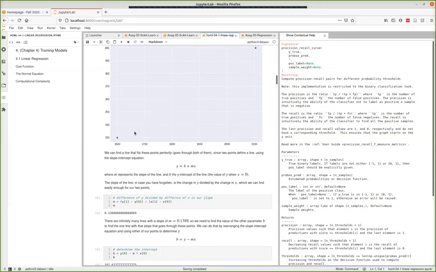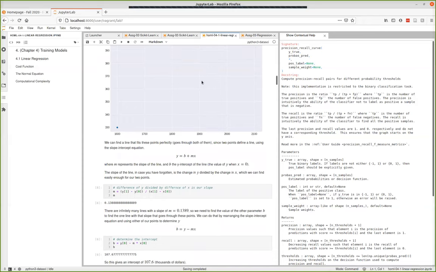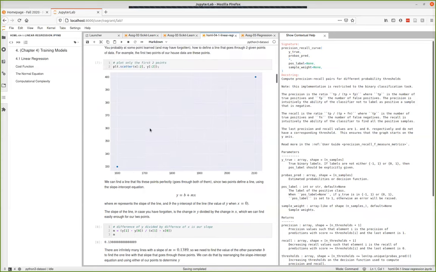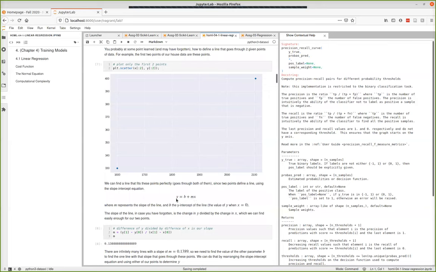So to find the one particular line that goes exactly through these two points, we need a second parameter in this case. The slope isn't enough to tell us which line we're talking about. We need the slope and one more parameter. So typically for the slope intercept, that second parameter is this B, or the intercept parameter.